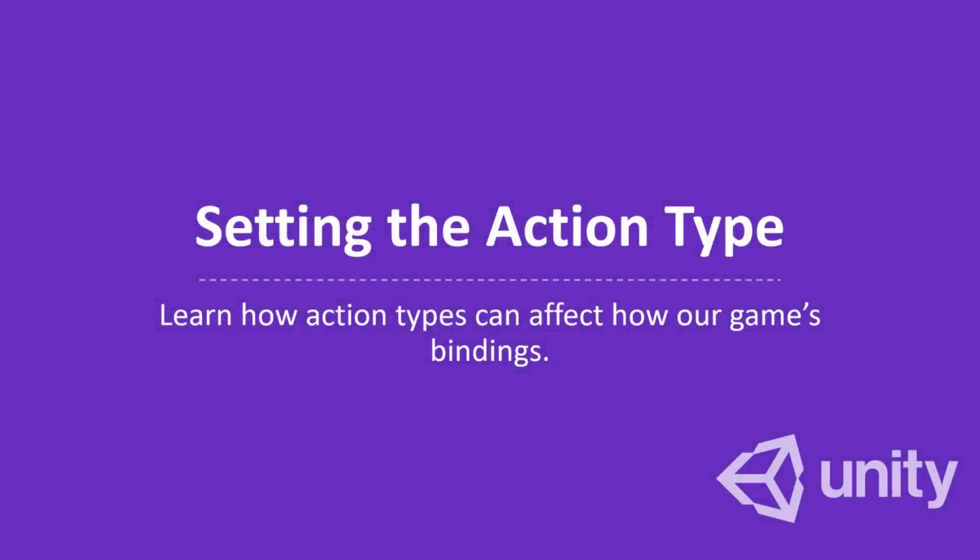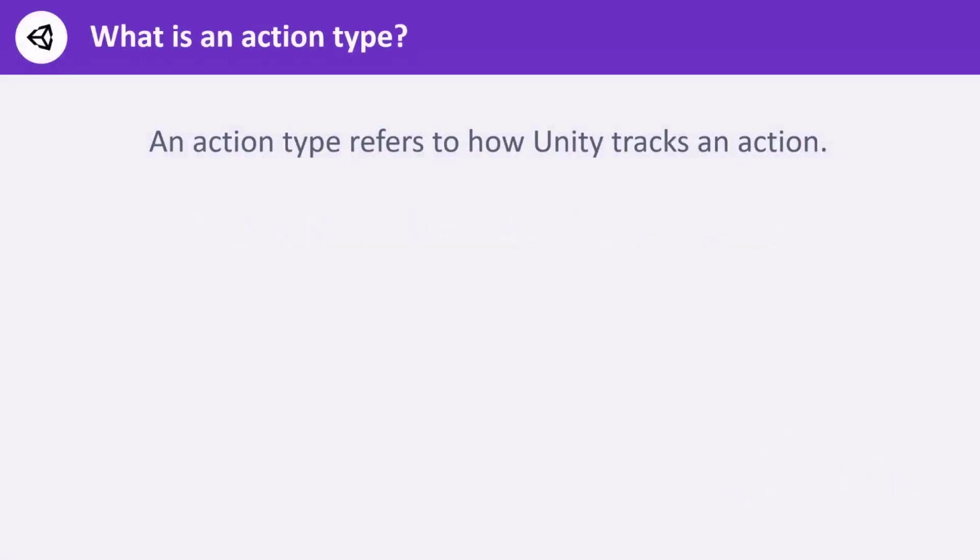In this lecture, let's start setting the action type for our actions. From my experience, students tend to get confused by this concept. I'll try my best to explain it. If you have questions, be sure to ask in the Q&A section of the course. Here we go. An action type determines the process Unity goes through to track your actions. Sound complicated so far? Let's dig deeper into the definition.